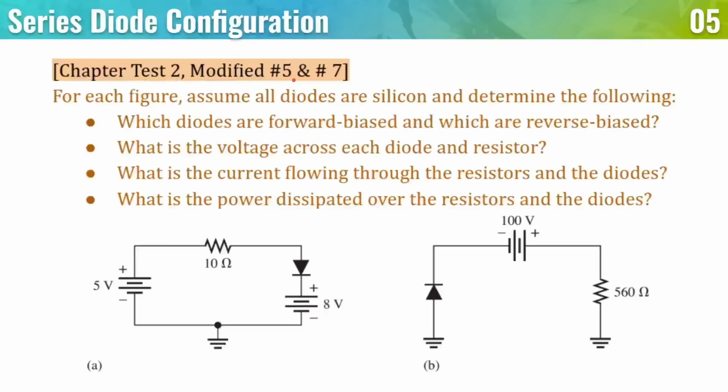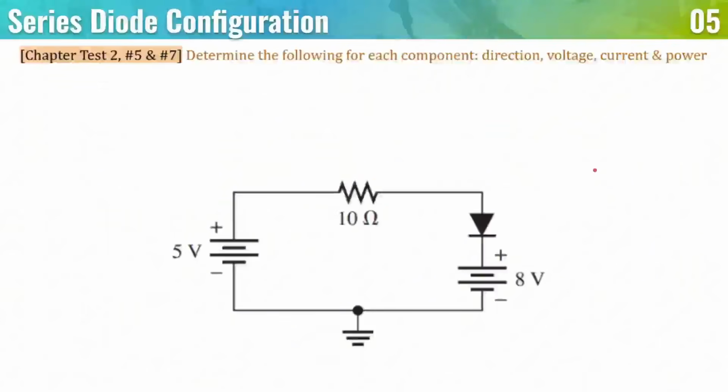So here is a modified number 5 and number 7. Originally, we were just asked to identify the direction and the voltage across the diode for an ideal model. So I changed it now so that all the diodes are silicon. And then we have to look at the direction, and across the diode and the resistor, we have to find the voltage, the current, and the power. So let's begin. For this example, determine the following for each component: direction, voltage, current, and power.